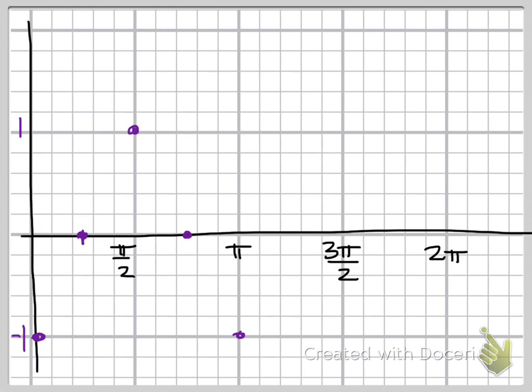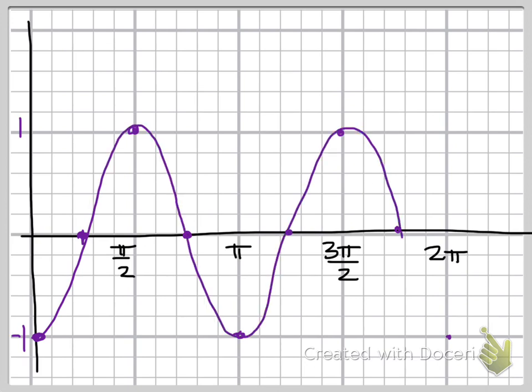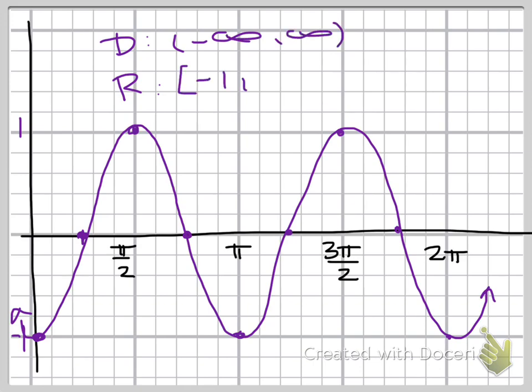And because we have room, we can do more than one period's worth. So we're going to keep this pattern going. So we have intercept, max, intercept, and min. And then you just go ahead and connect it. And let's just talk about the domain and the range. So again, this picture will go forever in both directions. So our domain is negative infinity to infinity. The range will be from negative 1 to 1, and those values are included.